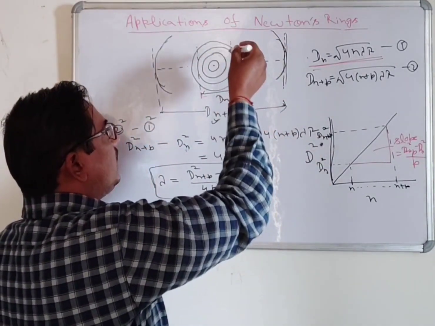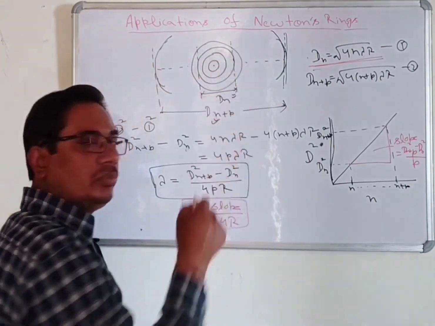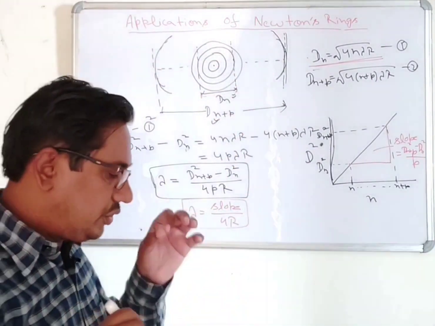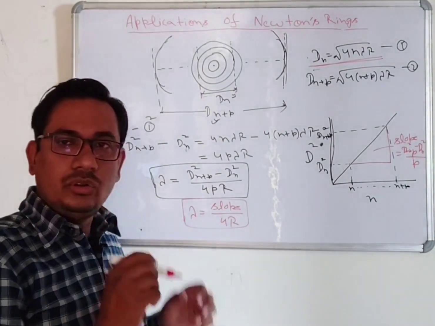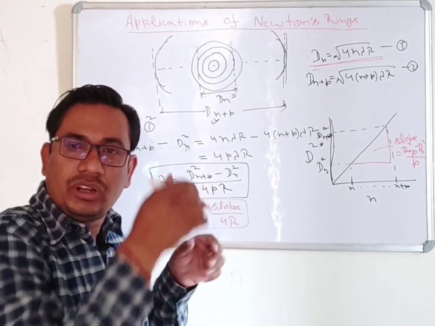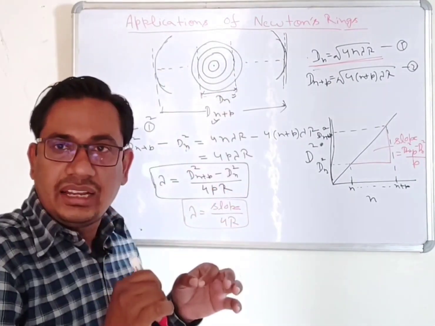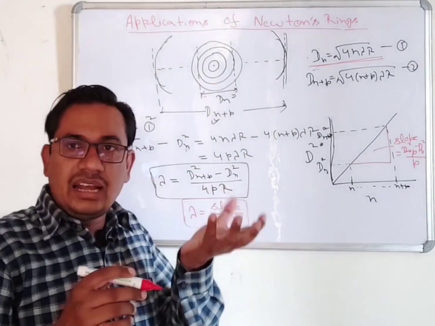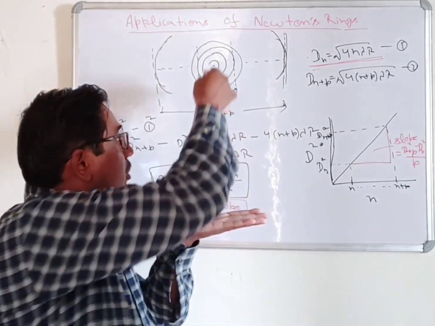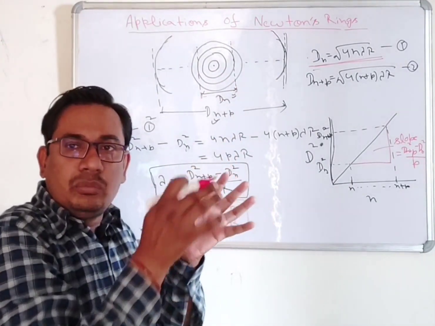Suppose you will see the fringes form in a traveling microscope. When you look through the eyepiece, you will see a lot of fringes. Then you will count from the point of contact 1, 2, 3, 4 like that, and you can see that at the point of contact, the fringes are more crowded.